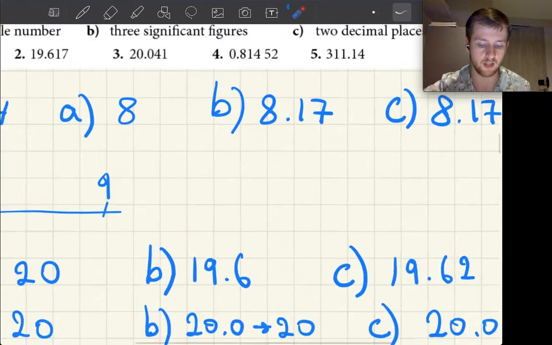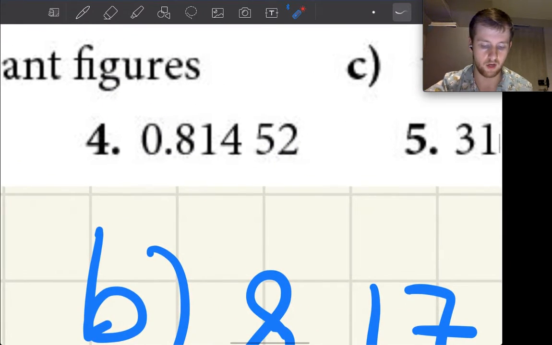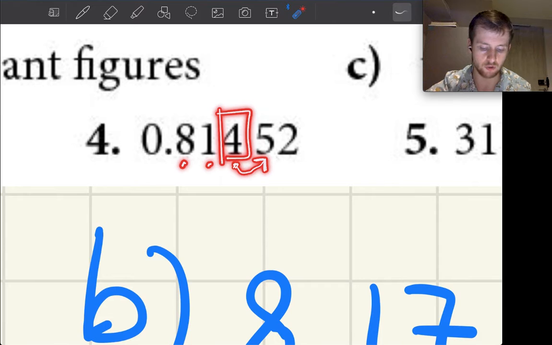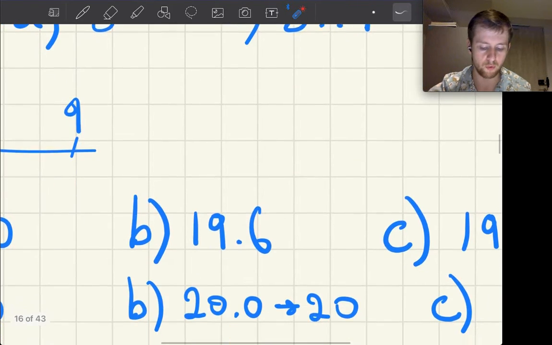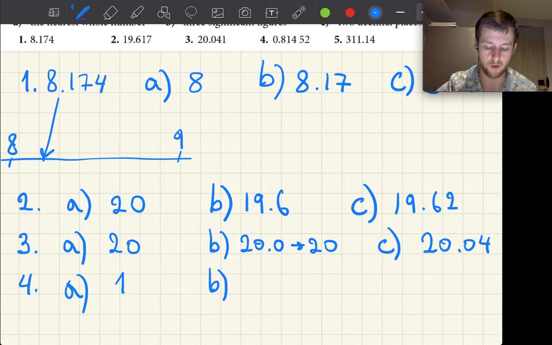So we look at 4. Let's enlarge it. 0.81452. So 1 significant figure, 2, 3 significant figures. Then we look at 5. Remember, if it's 5 or more, it means that this number has to go up. So it's going to be 0.815.